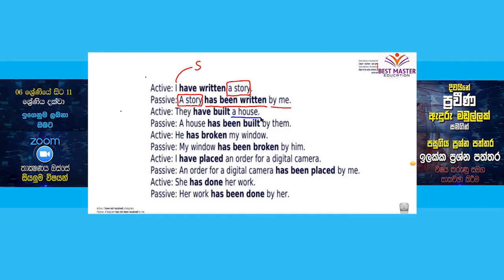By he or by him? Yes, you know now. By him. My window has been broken by him. When my window comes here, the M is capital because you know the spelling rules. The first letter should be capital in a sentence. The next sentence, come on.